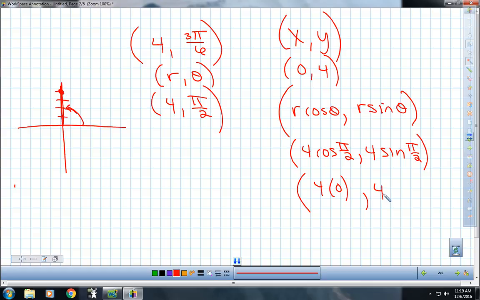What is the sine of pi over 2? What is the y-coordinate on a unit circle at pi over 2? 1. So we get (0, 4), which we already knew was the answer.